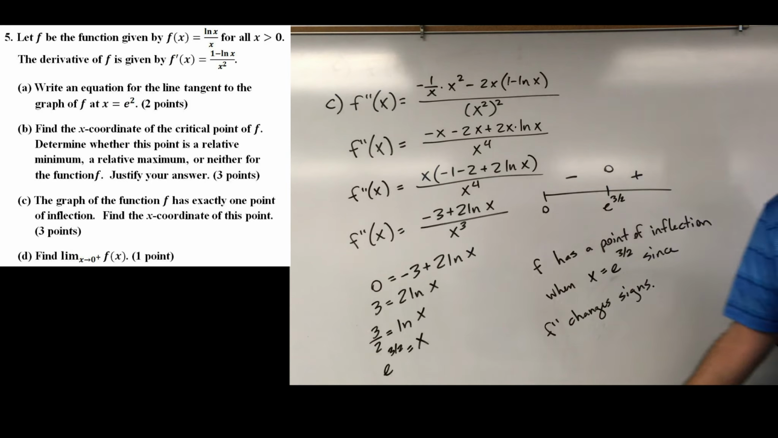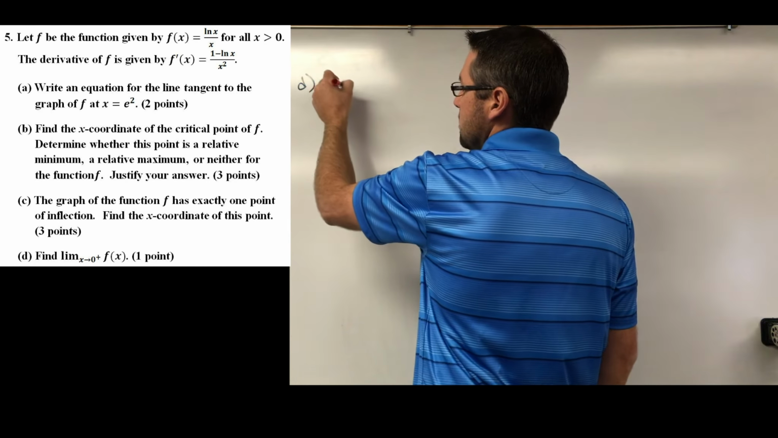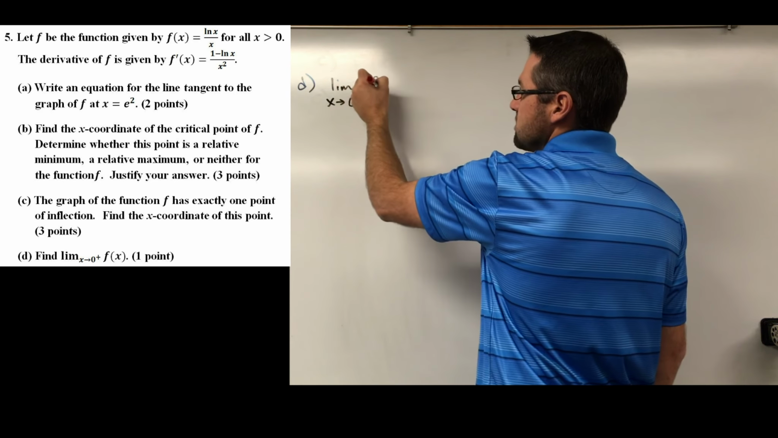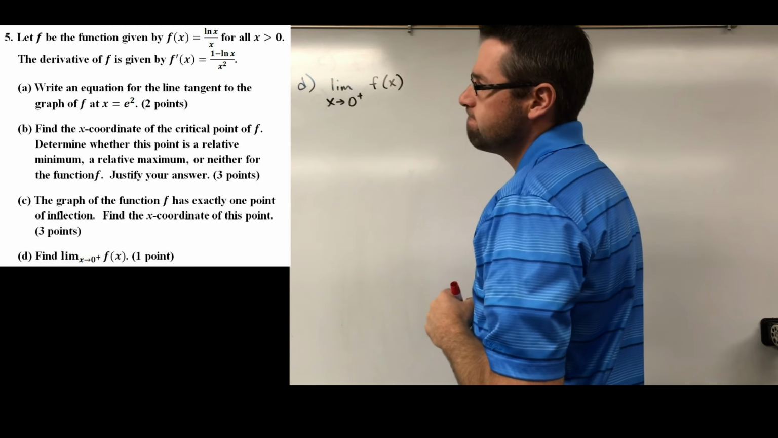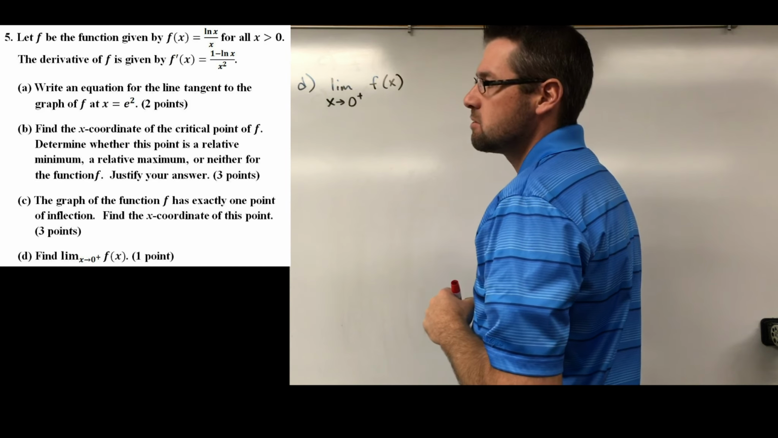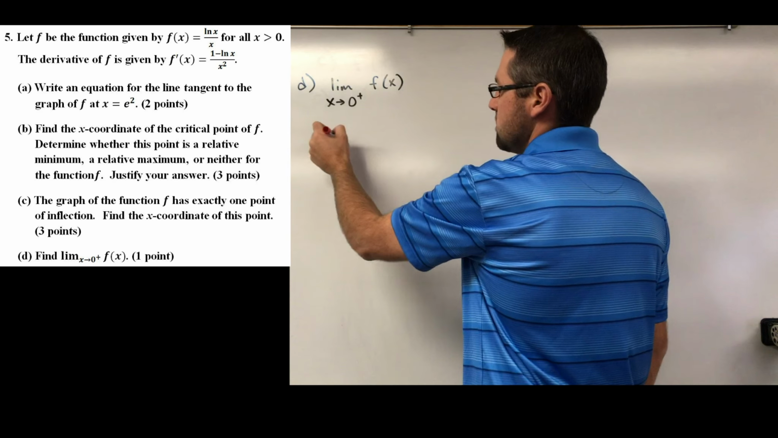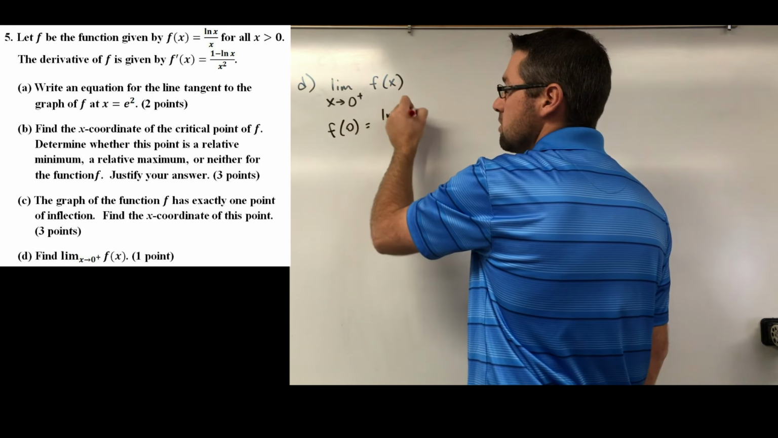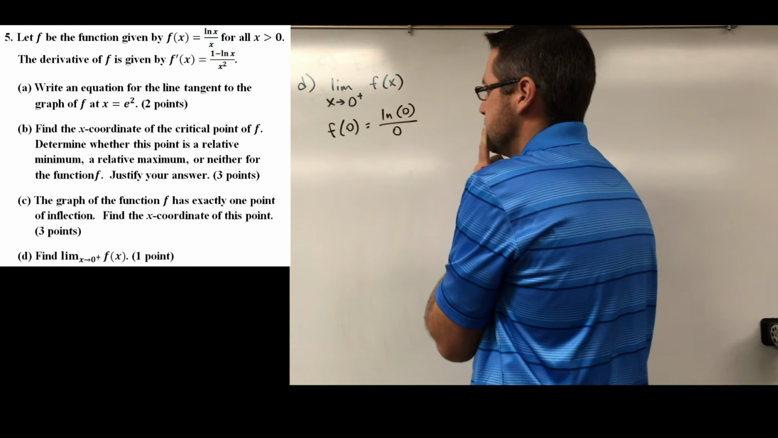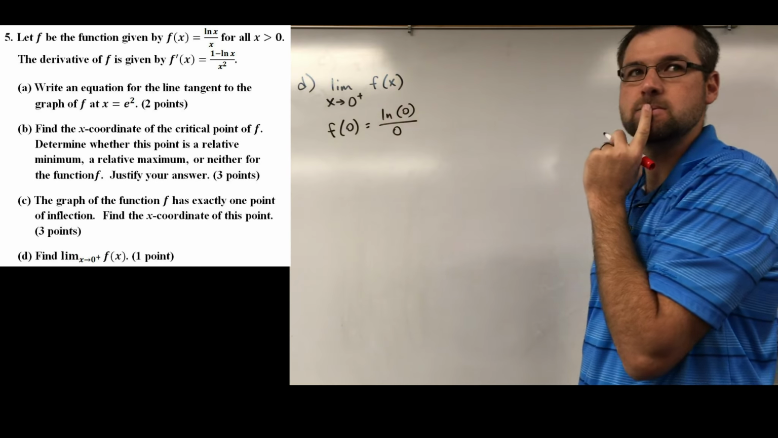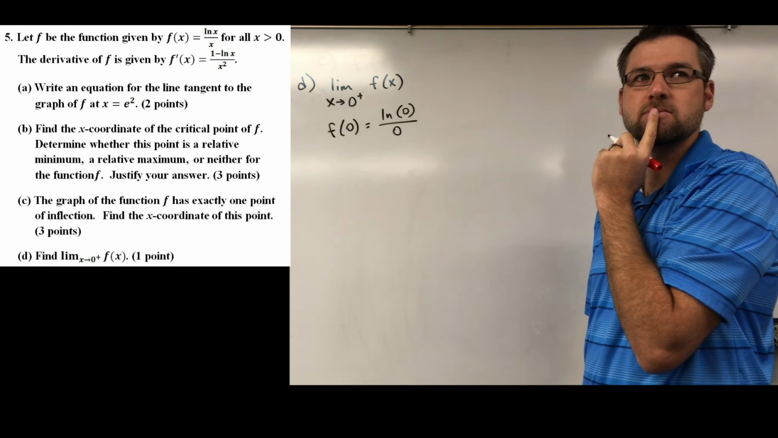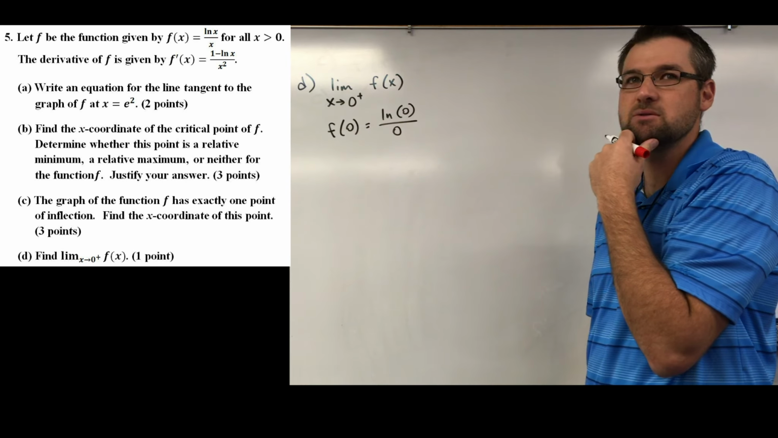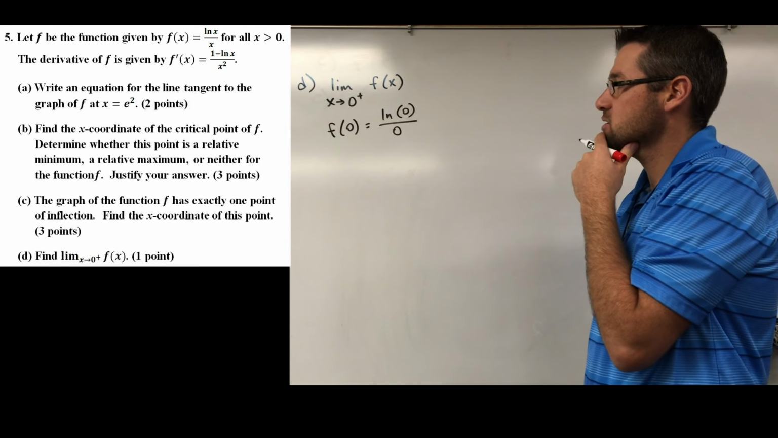I'll have to look for sure, but so find the limit as x approaches 0 from the positive side of f of x. So what do you do first? Try substituting f of 0 maybe? That's not going to work, is it? Natural log of 0 over 0. What's the natural log of 0? E to the something equals 0. It's undefined.